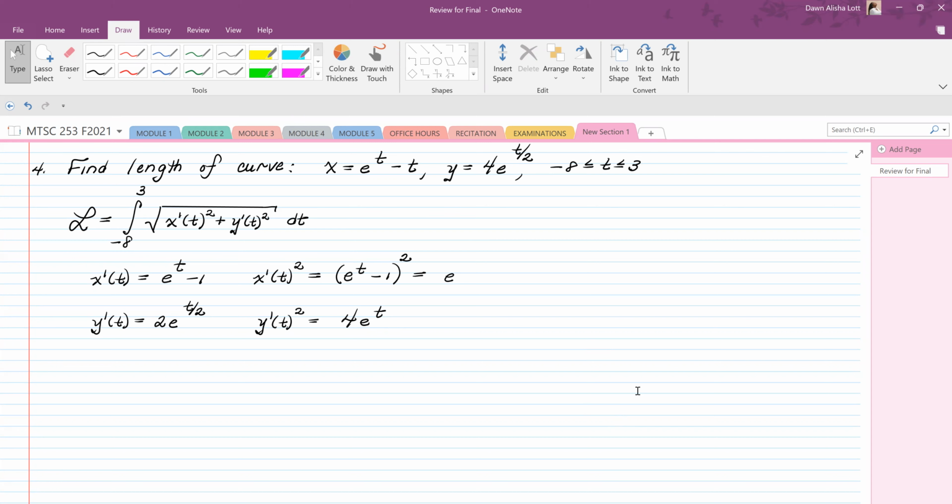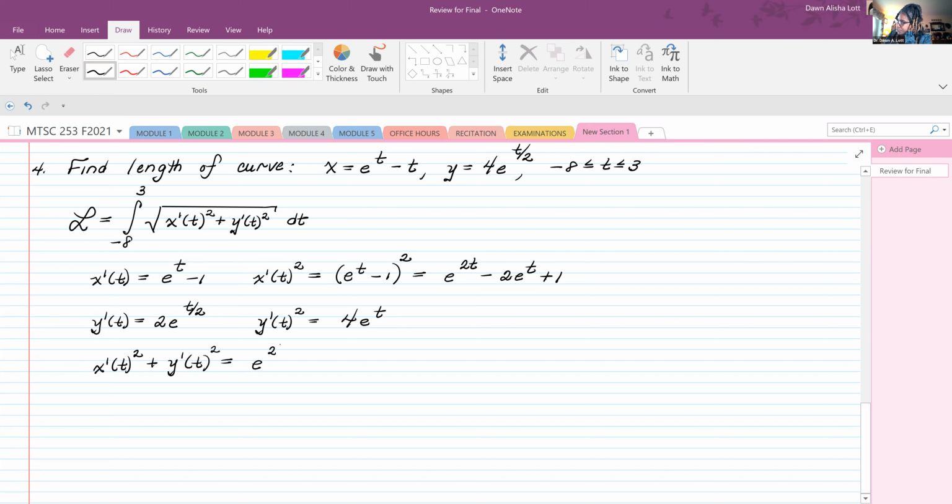So it's e to the 2t minus 2e to the t plus 1. Okay, so now x prime of t squared plus y prime of t squared is e to the 2t minus 2e to the t plus 1 plus 4e to the t. So that becomes e to the 2t plus 2e to the t plus 1.